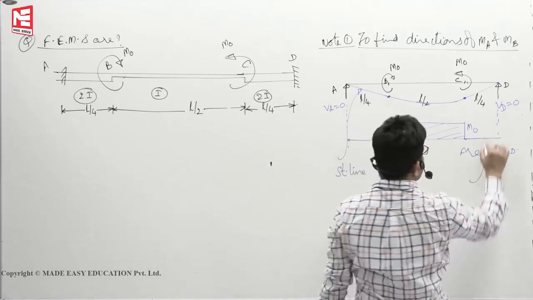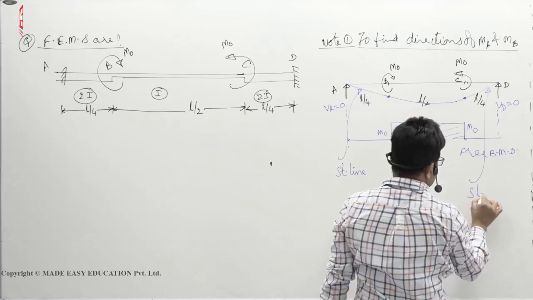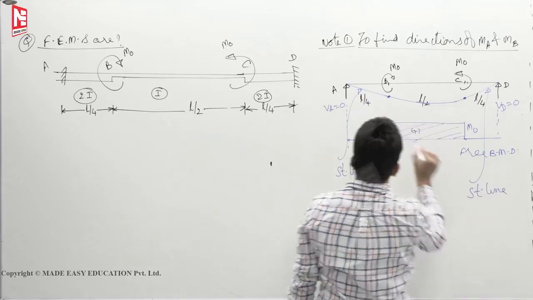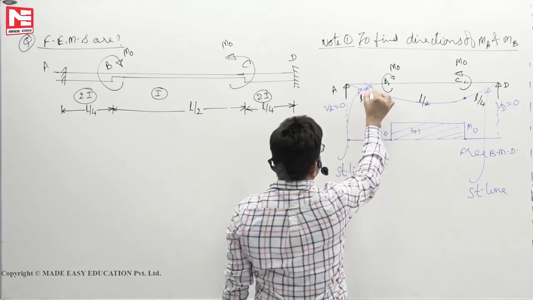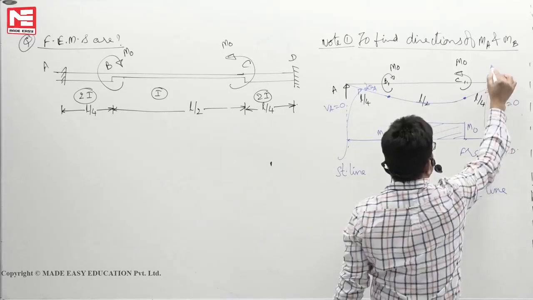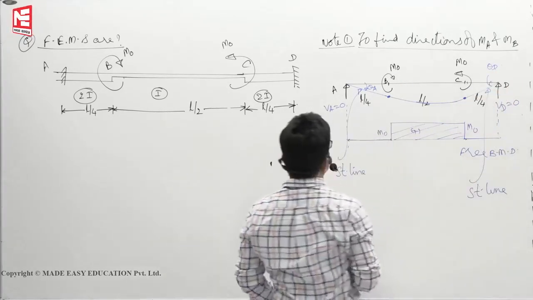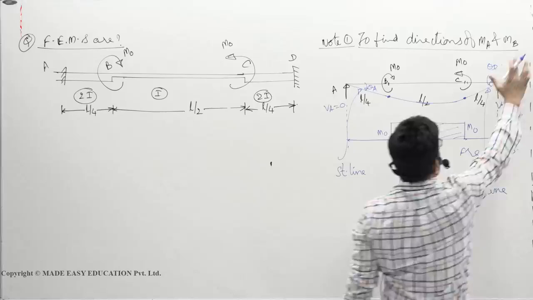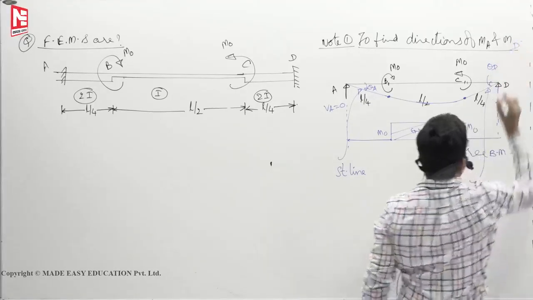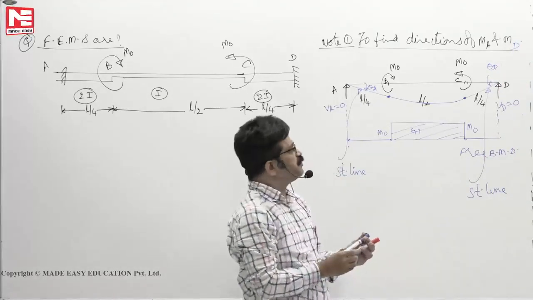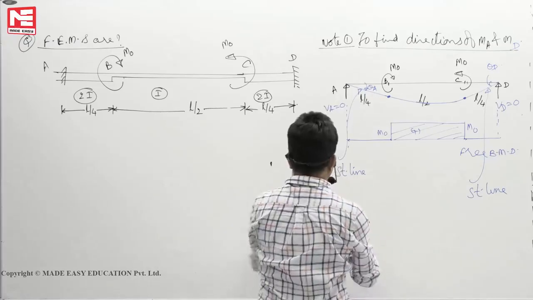This is also a straight line. Now you see theta A is developed clockwise, theta D clockwise. Fixed, to find the directions of MA and MD. Okay, now what's the purpose of the fixed end moment?